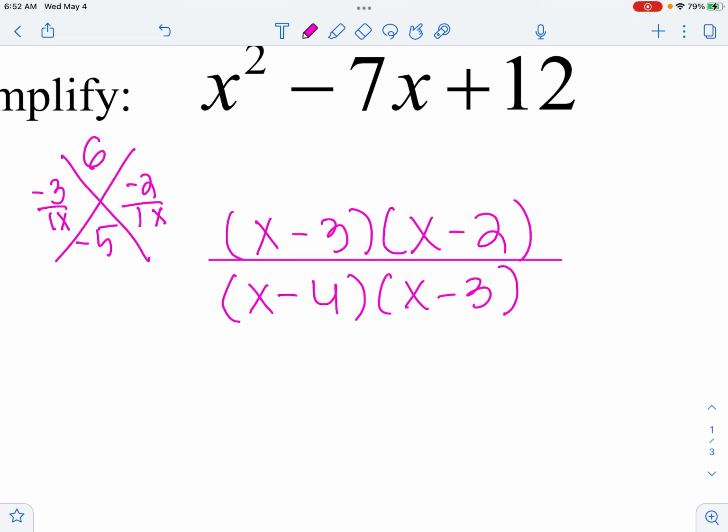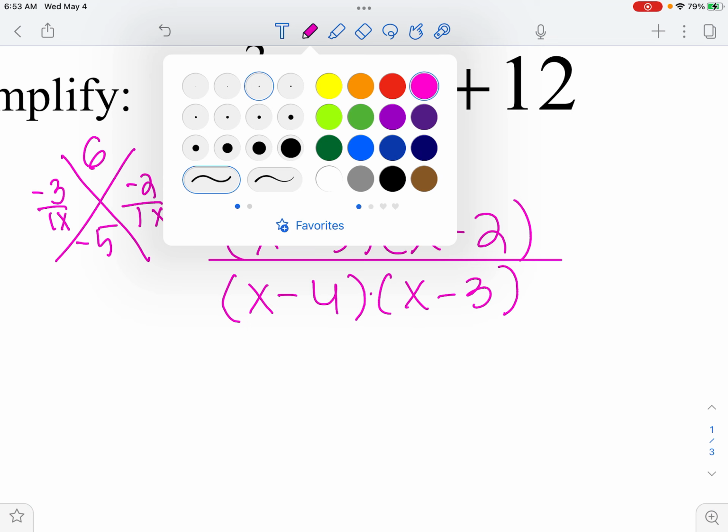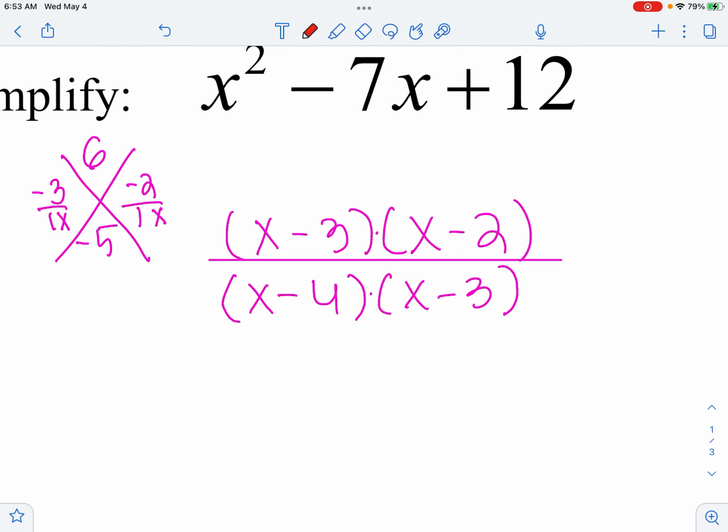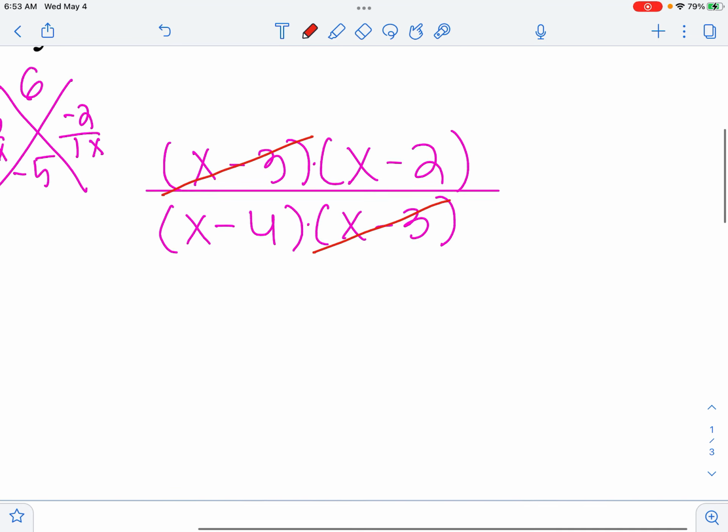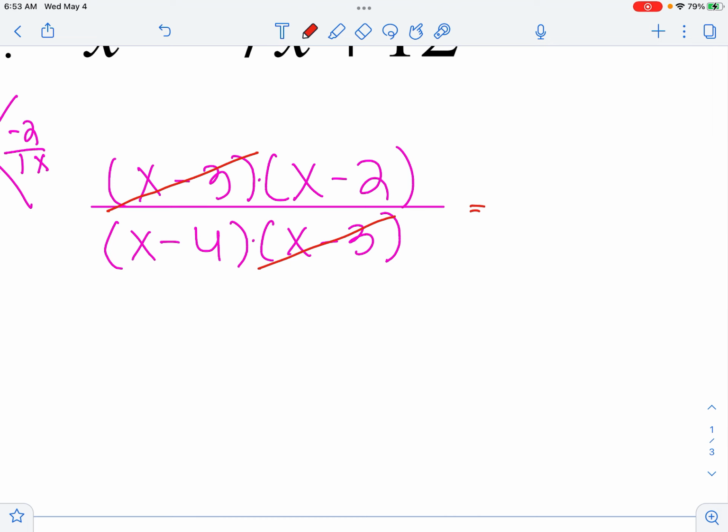So now if you look, remember this is multiplication happening here, multiplication happening right here. So those two binomials are factors in the numerator and factors in the denominator. I have a factor of x minus 3 and a factor of x minus 3 here. So that simplifies to 1, and what I'm left with is x minus 2 over x minus 4. And there's my final answer.